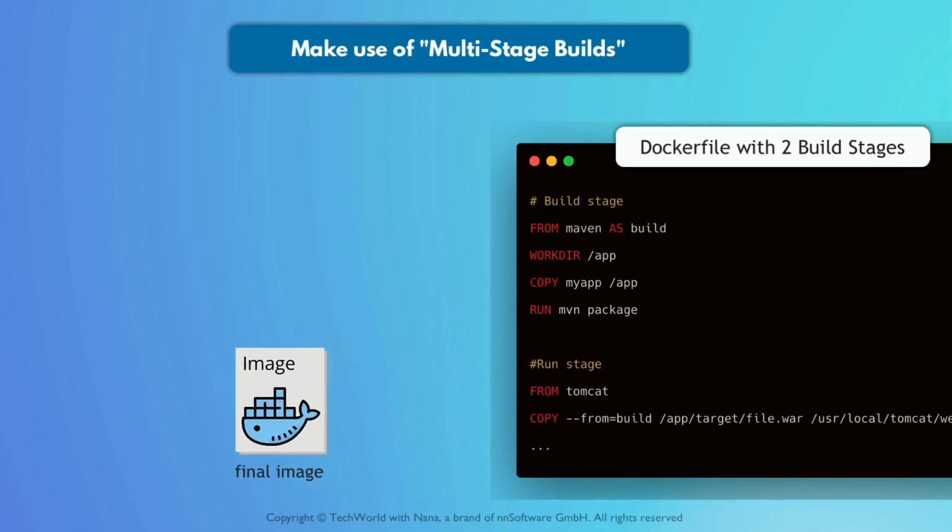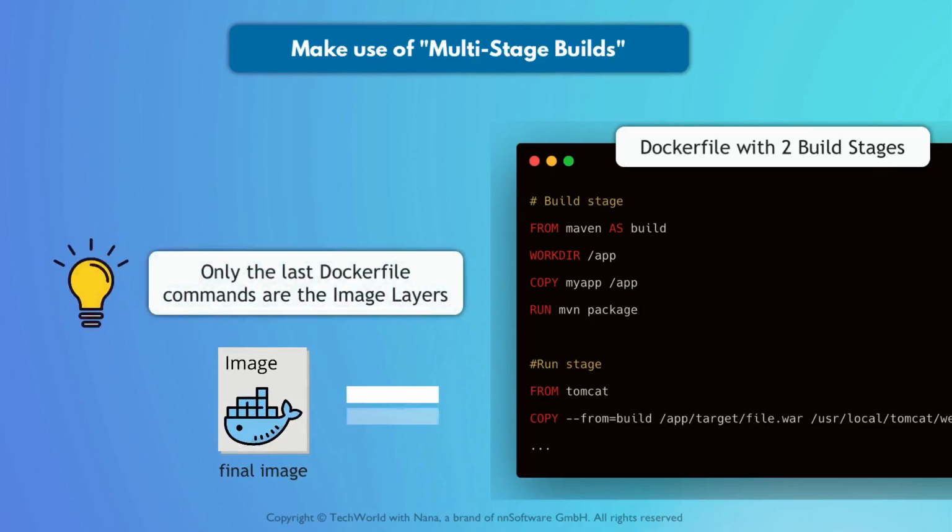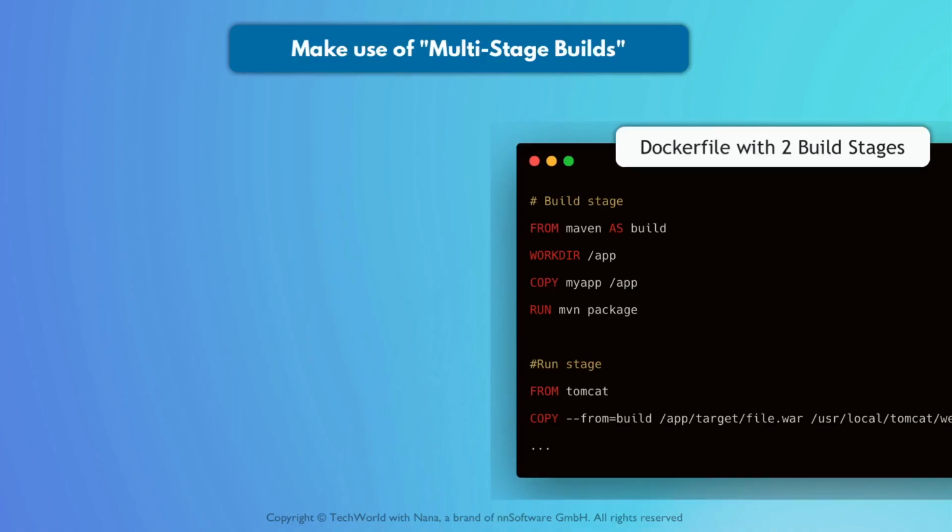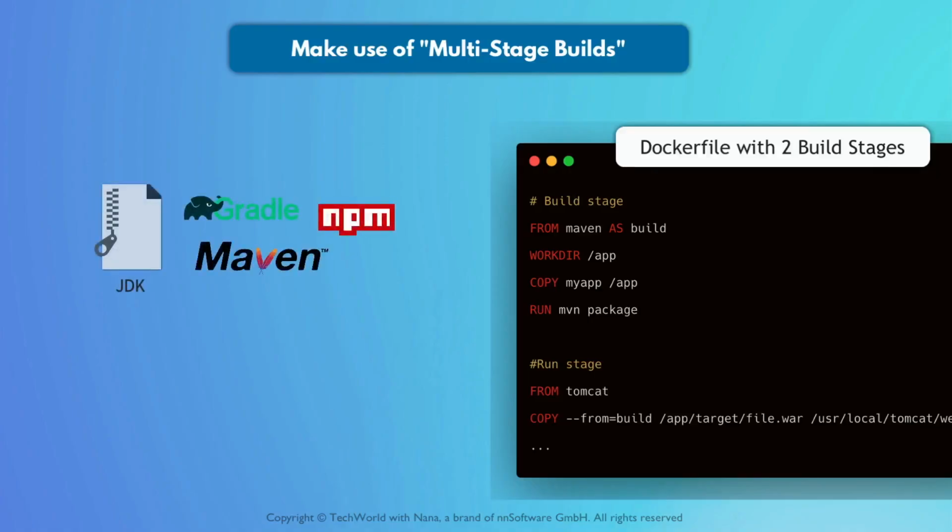And also we talked about layers. In our case, the final two commands of this Dockerfile will create the layers of the final image. Again, all of these previous steps will be discarded. So this basically helps us separate the build tools and dependencies from what's needed for a runtime and gives us images which have way fewer dependencies and are much smaller in size.